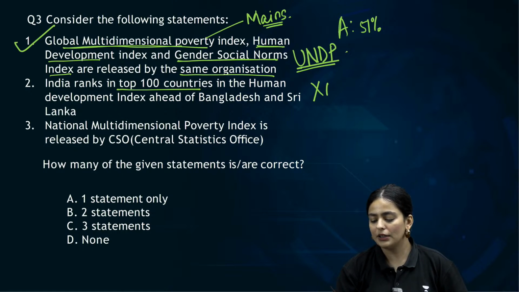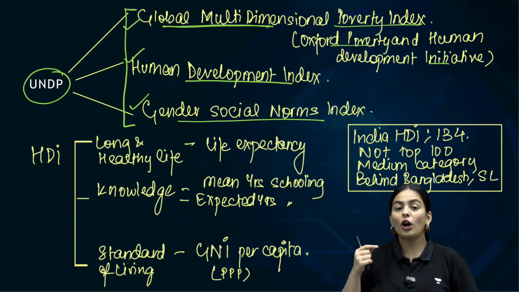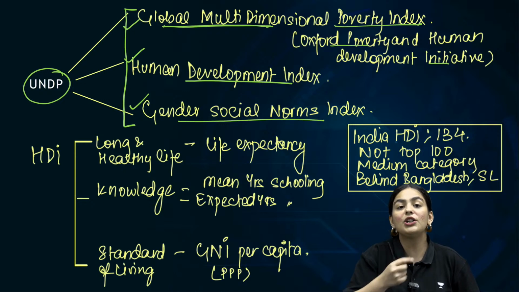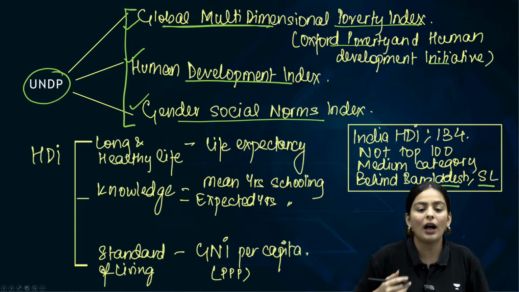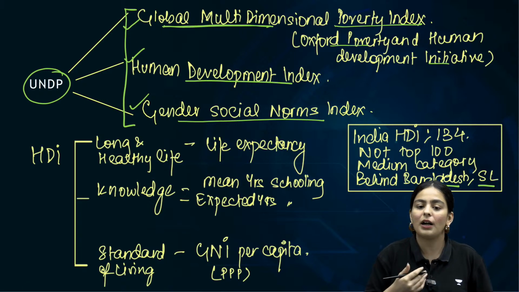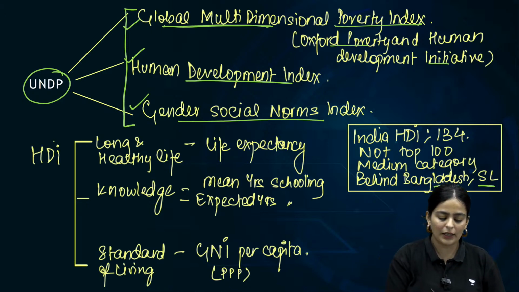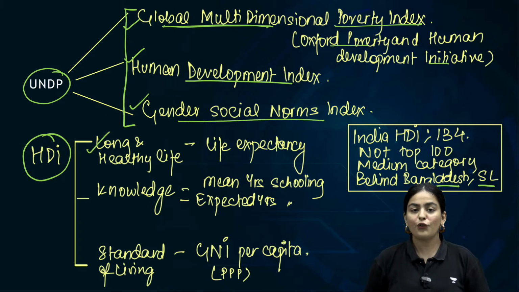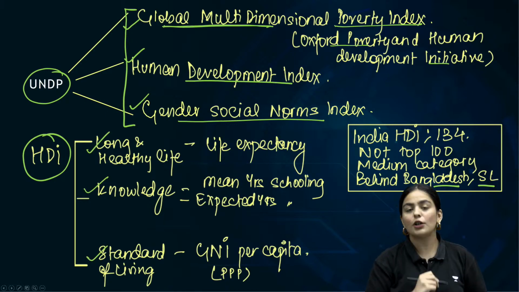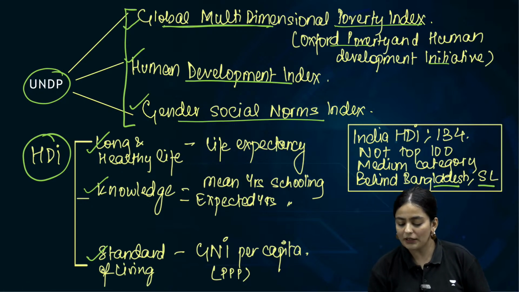So we are not in the top 100 and we are also not performing better than our immediate neighbors such as Bangladesh and Sri Lanka. This can also be asked. So what is included in the Human Development Index? The dimensions are a long and healthy life, knowledge, and standard of living. For a long and healthy life, the indicator is life expectancy.